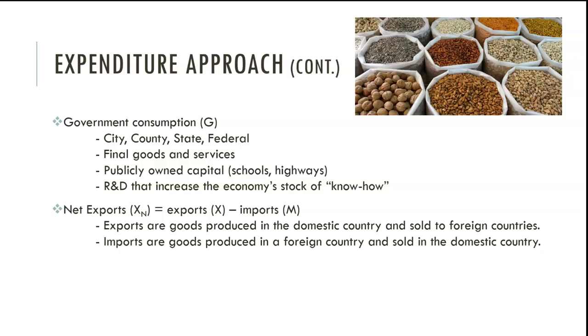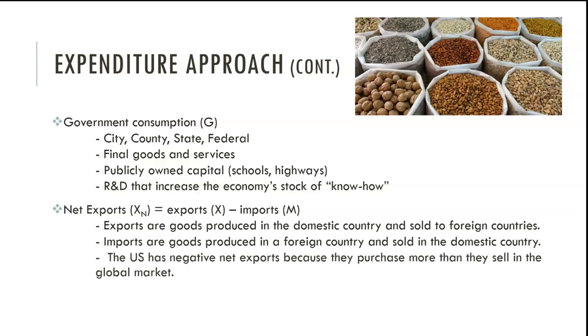For some countries, imports and exports are a huge portion of their economy. In the United States, it's a much smaller amount. But for some countries, it could be 40 or 50 or 80% of their total GDP, and then it becomes a much more important part of their economy and political process. The United States actually has negative net exports because we purchase more than we sell in the global market. So in the US, we have a larger amount of imports than we do exports. We buy more stuff from the rest of the world than they buy from us. So we're going to get a negative number for net exports.